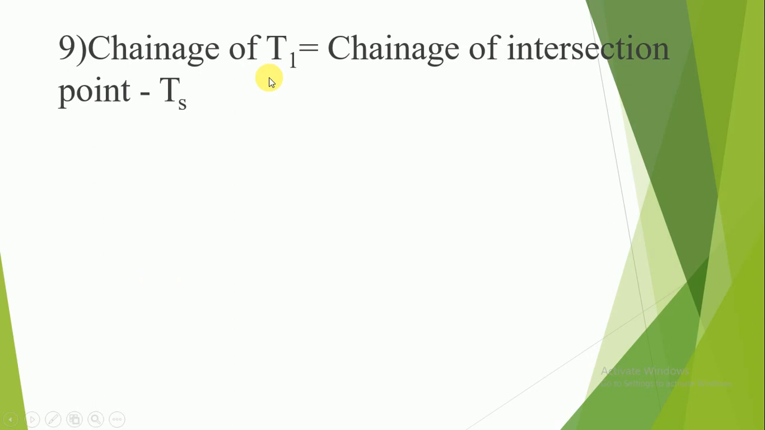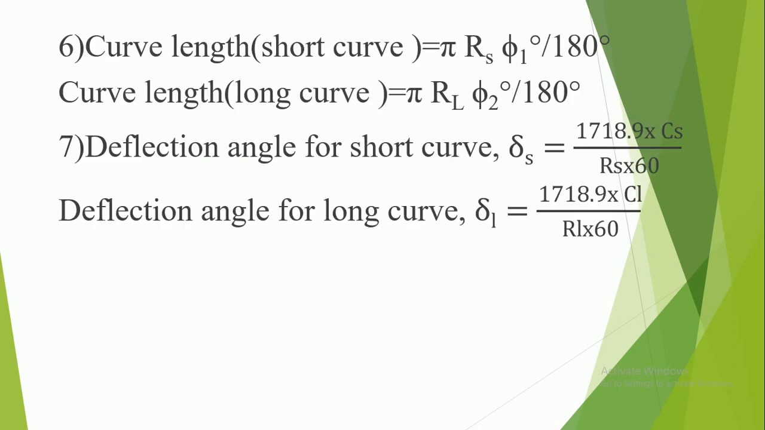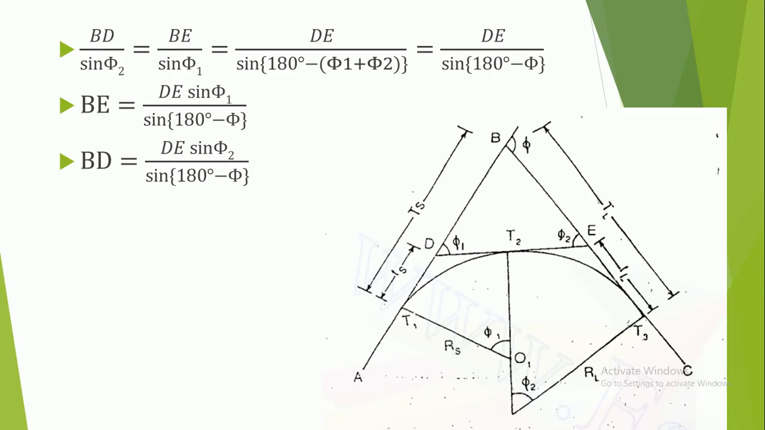As I discussed, unless and until you calculate the total distance from the intersection point up to the chainage of T1, that is TS, it will not be possible to calculate the chainage of T1. So we have calculated this previously. This distance BD we have now calculated, and TS is known to us, small ts, that is the tangent length of the shorter curve. So adding BD plus DT1 and deducting it from the chainage of B will give me the chainage of T1.